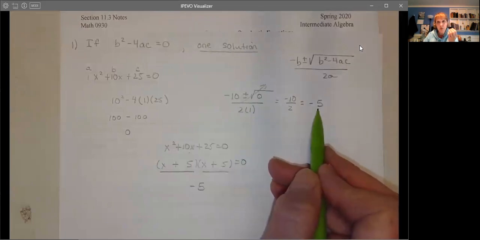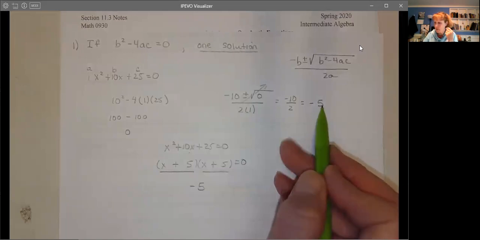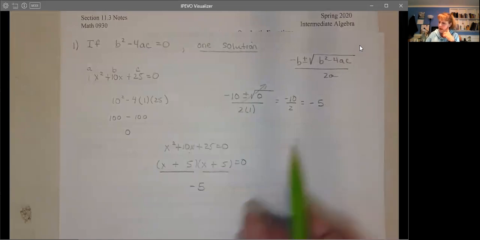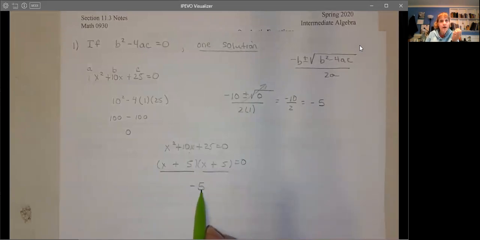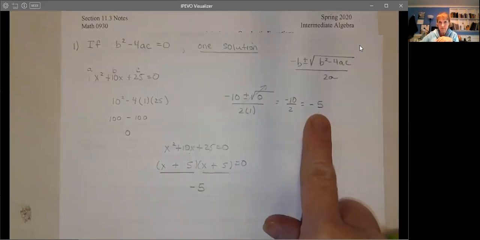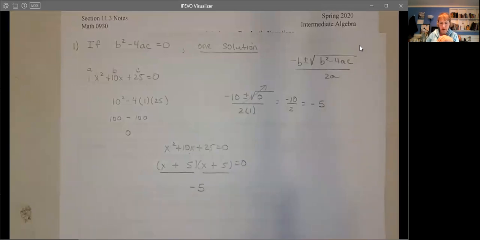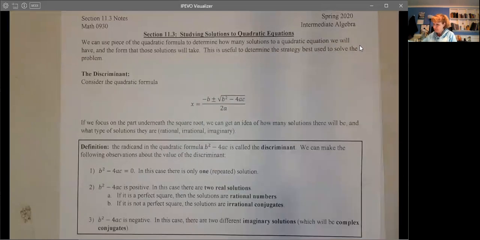And this solution will be one real rational solution. It also meant that your equation was a perfect square trinomial that could have been factored using matching factors. All right, that's if the discriminant, b squared minus 4ac, is 0. We end up with one solution. But what happens if it's not 0?